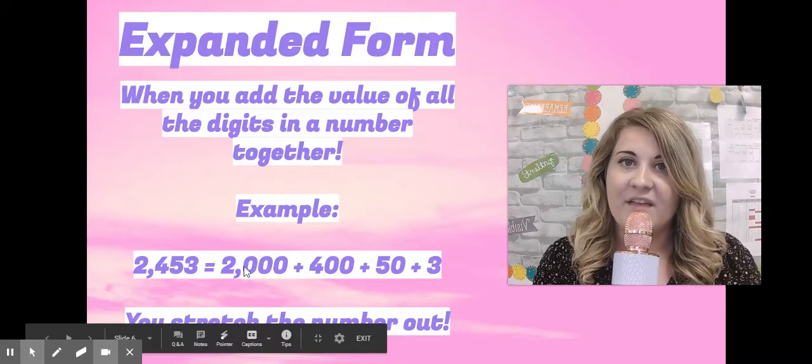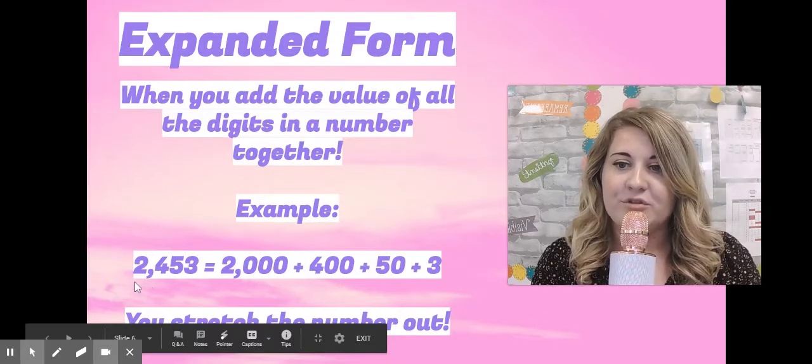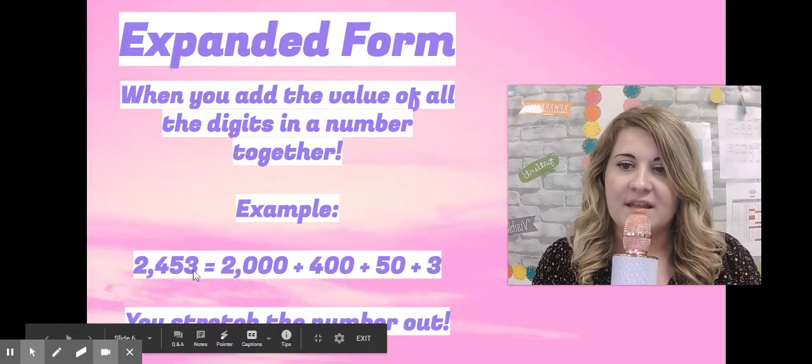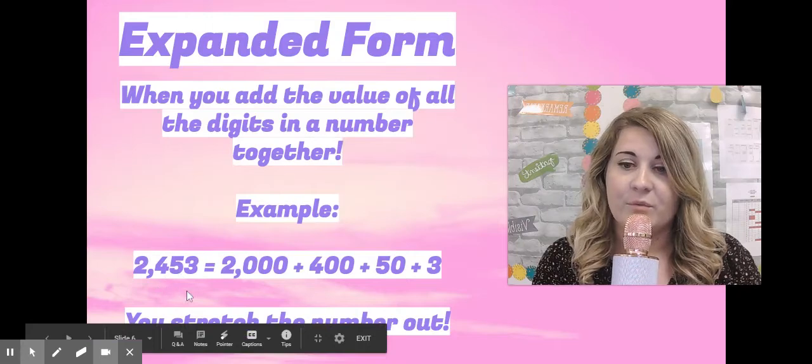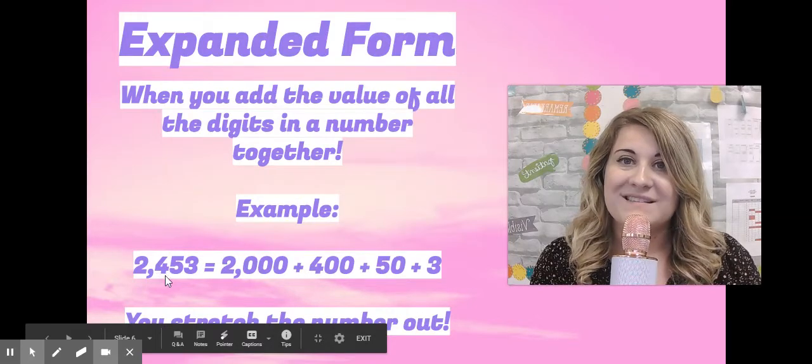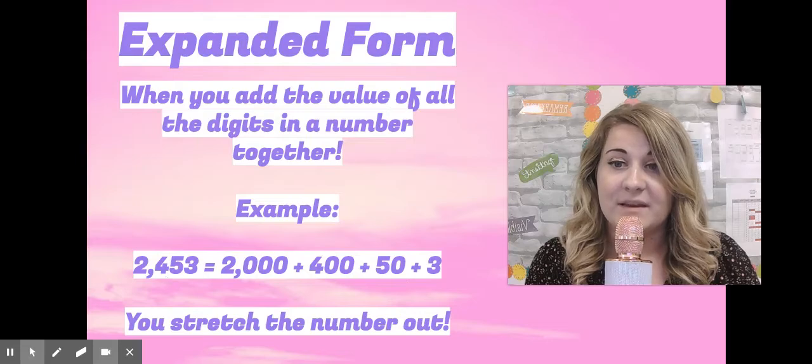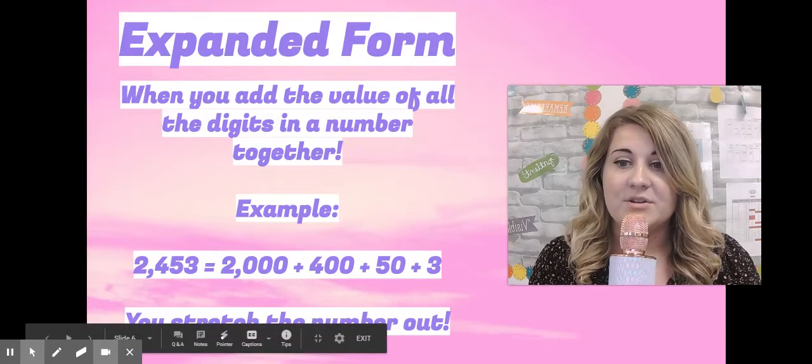Notice that to find the worth of a number, you just drop the 2, put the comma there, and then change all of these leftover digits to zeros. Okay? So 2 is really worth 2,000. Then we're going to put a plus sign because we're adding them all together. Then we're going to go to our 4. Our 4 is not in the thousands place, it's in the hundreds place, so it's worth 400.